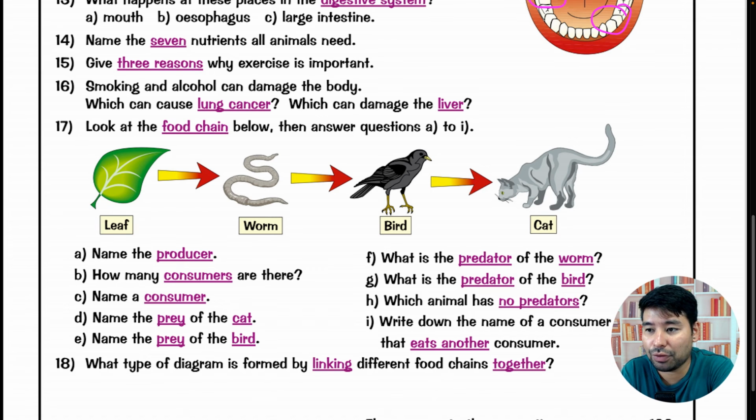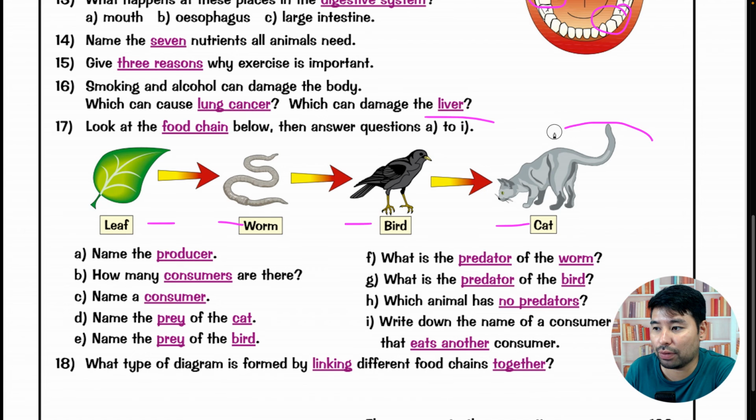17. Look at the food chain below, then answer questions A to I. A to I means all of them. Teacher, o que é food chain mesmo? A gente viu hoje, né? É a cadeia de alimentos. Então, nós temos leaf, worm, bird, and cat. This is the one that we're gonna analyze. Esse é o que a gente vai analisar.